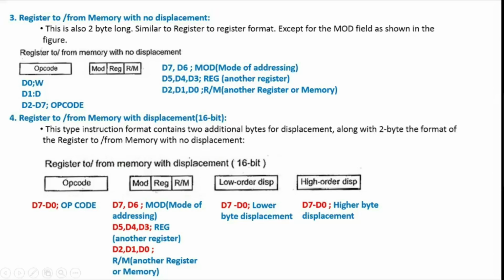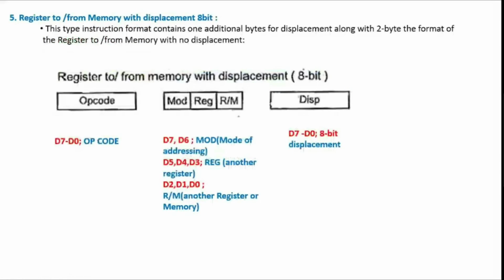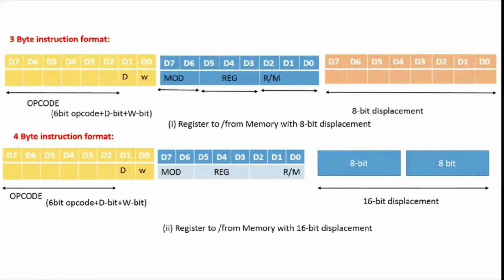Now, suppose it is having 8-bit displacement, then what happens? It is a 3-byte instruction. The first is an opcode. The second byte is also similar to what we had discussed, register to and from memory with no displacement. But the last byte will specify the 8-bit displacement. Now, to understand it more clearly, this will give you a good idea about how it has been arranged. The first byte, second byte, third byte. The third byte will specify the 8-bit displacement.